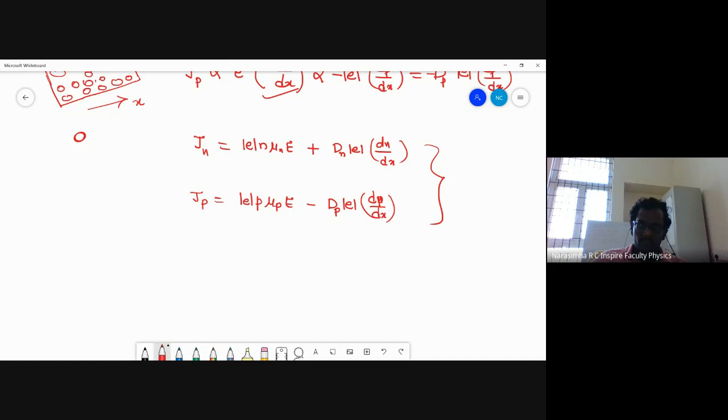So these two expressions will give you some kind of information about the total current density due to the electrons. The first part is due to the drift and the second part due to the diffusion, and the same thing for holes also. Okay.